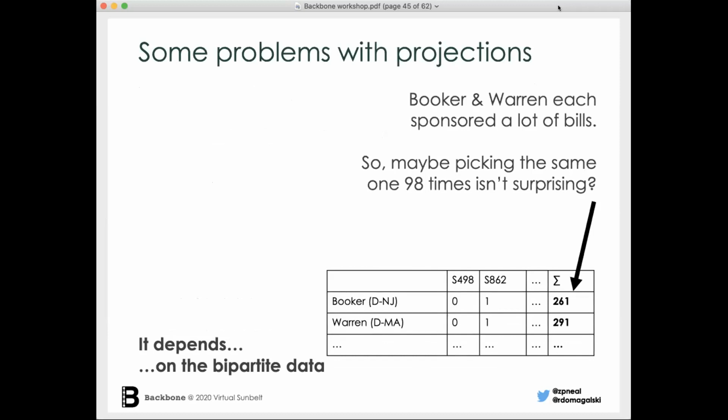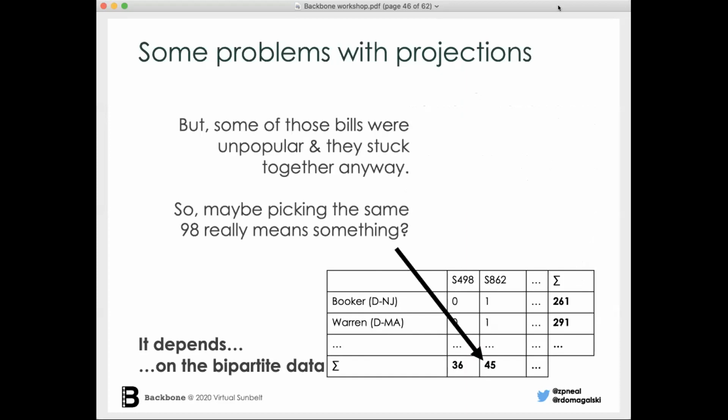So the first thing it depends on is the row sums. If we sum across all of the bills sponsored in this session of the Senate, we can see that Booker and Warren each sponsored a lot of bills. Booker sponsored a total of 261 bills, Warren a total of 291, and they sponsored different numbers of bills. So seeing how many bills they sponsored might lead us to think, well, seeing that they picked the same one 98 times is maybe not all that surprising. Maybe that's not particularly good evidence for a belief that they're collaborating.